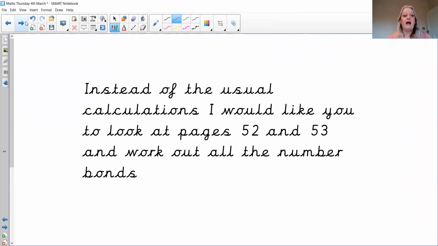So normally I would give you some calculations, but this time I would like you to look at the last 2 pages in your booklet. So that's these pages here. Looks like, yeah, these pages, probably back to front on yours. These are all the number bonds, so the number bond table. It is so important that we know our number bonds. We've been working on them to 10 all week, and you've got really, really good at that.